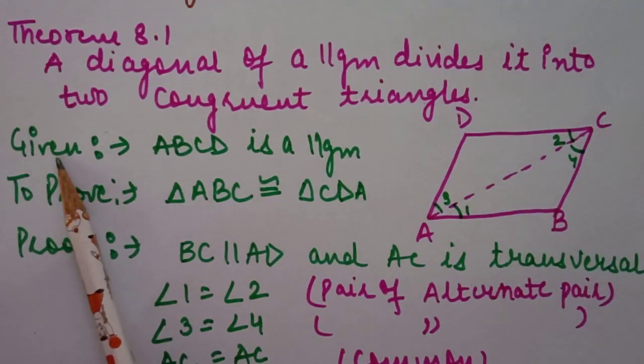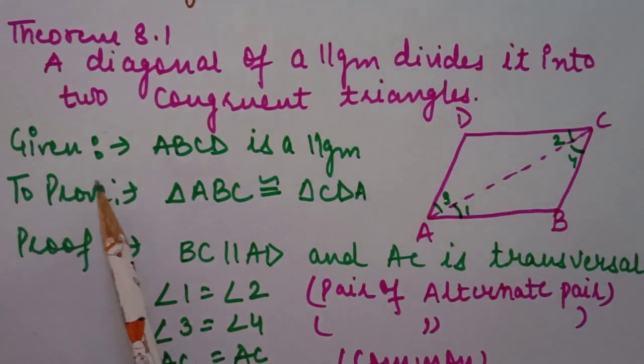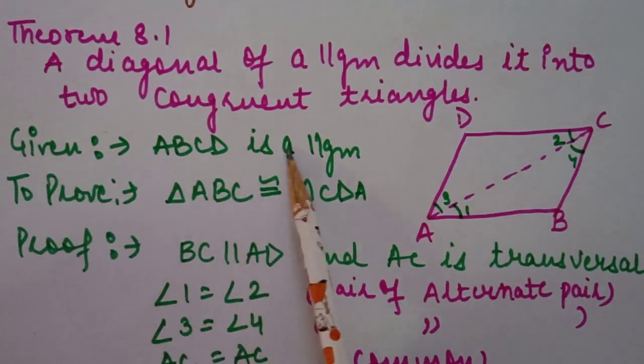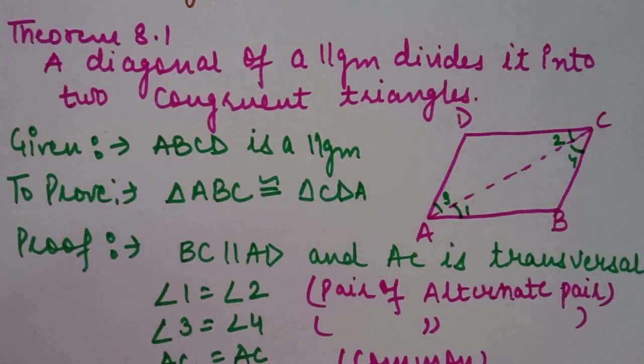We have to follow this procedure given to prove and proof. You remember from chapter number 6, lines and angles, and chapter number 7, triangles. We have to follow this method here also. Given ABCD is a parallelogram. When it is given that ABCD is a parallelogram, it means all properties of a parallelogram are given already.